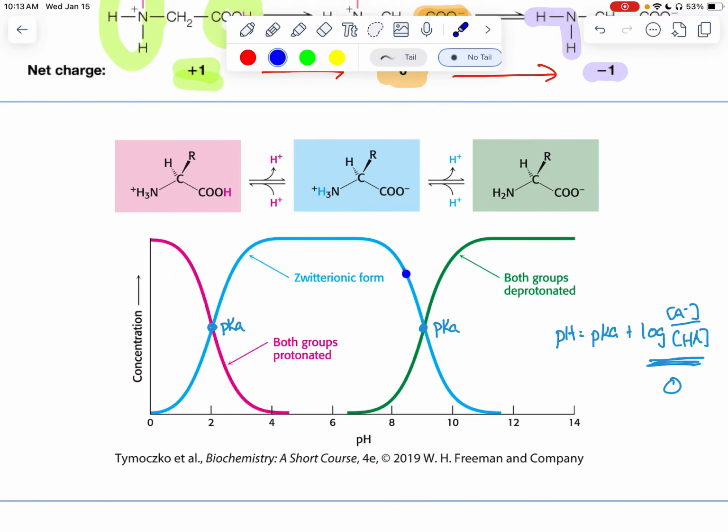But if we keep going, we're going to start getting near the pKa for the other functional group here. And as we start getting closer and closer, this one starts donating some of its protons until we get to the net equal spot, right? Where we have equal amounts of the A minus and HA. It keeps going down and we start building up this one where both groups are deprotonated. Okay, that's kind of what that looks like in terms of a graph.